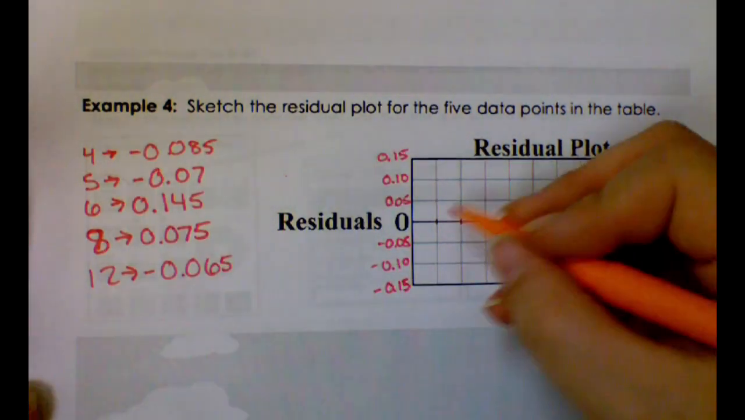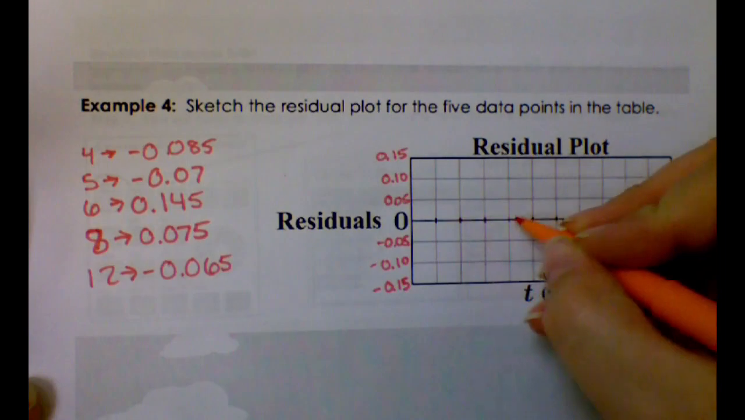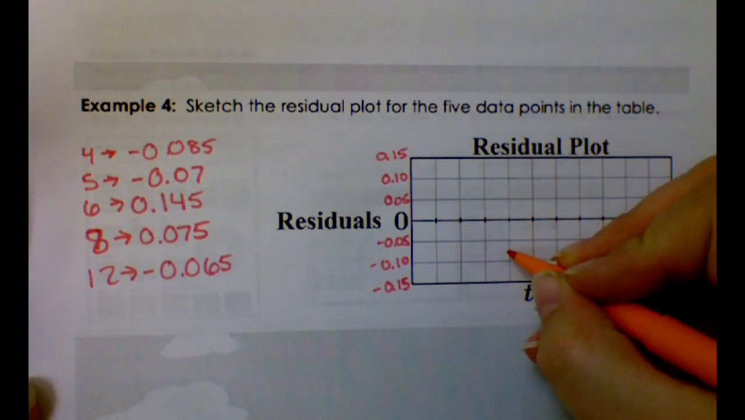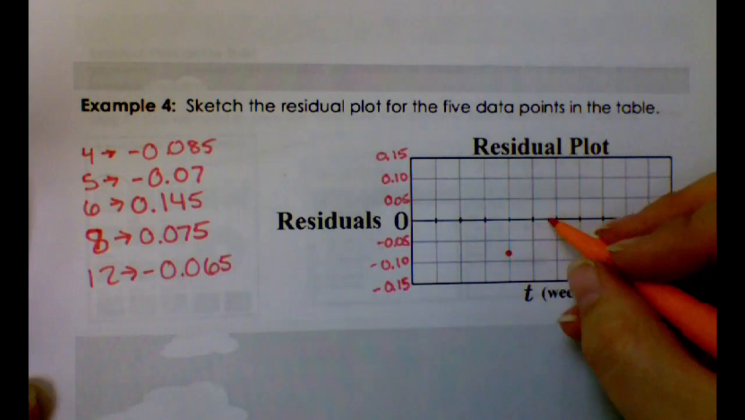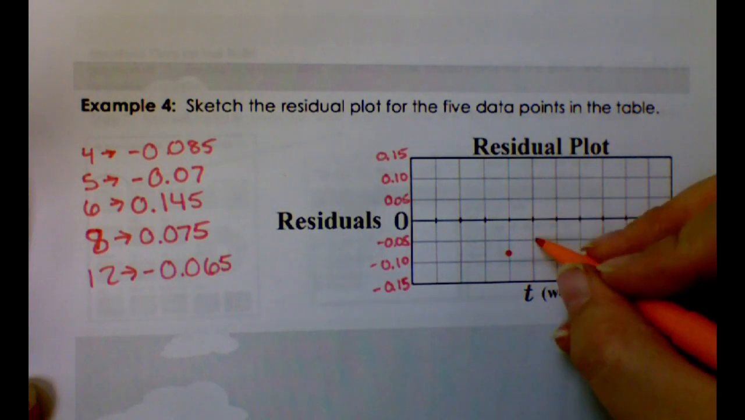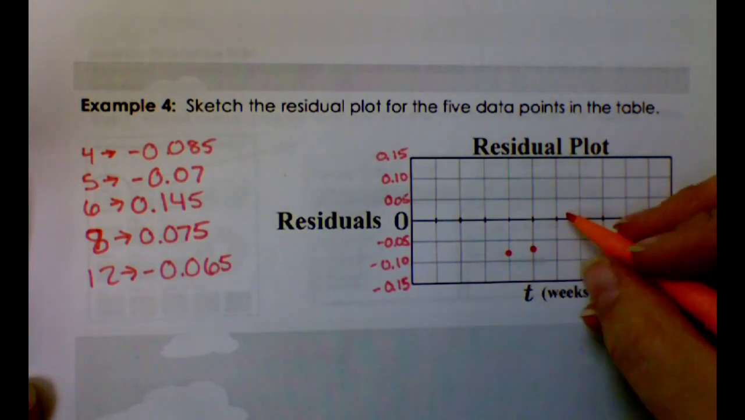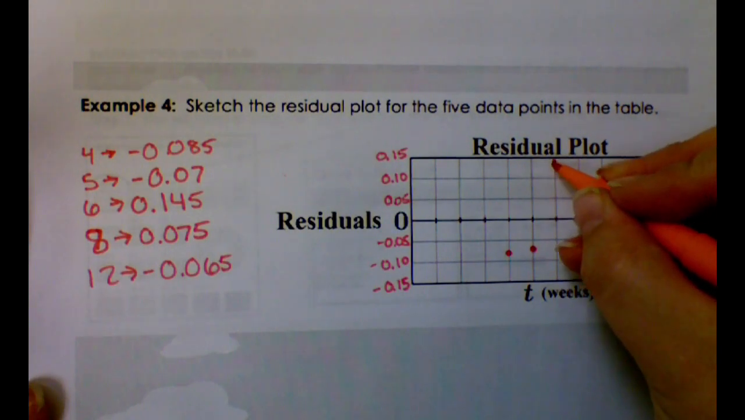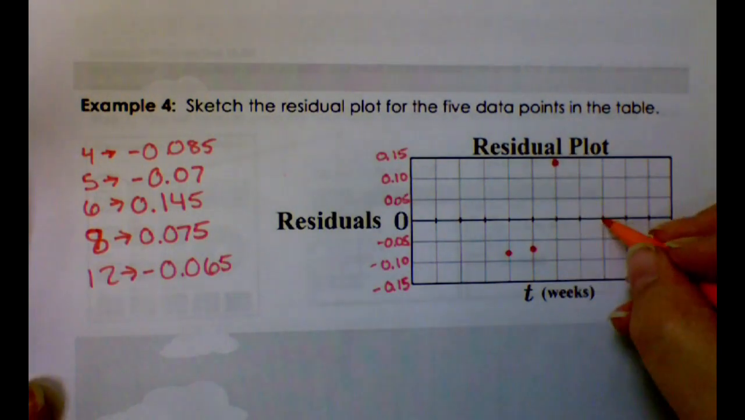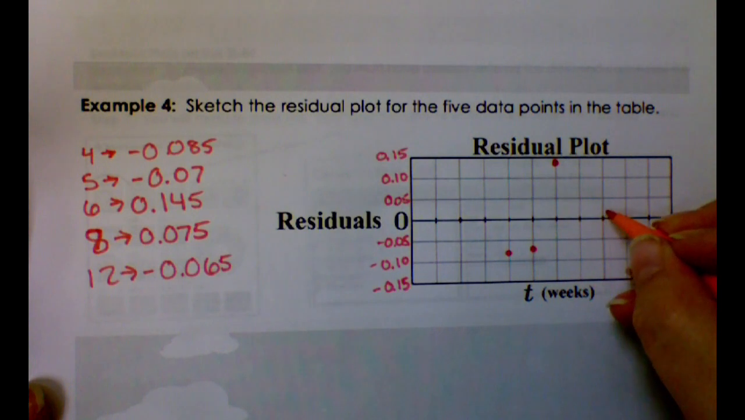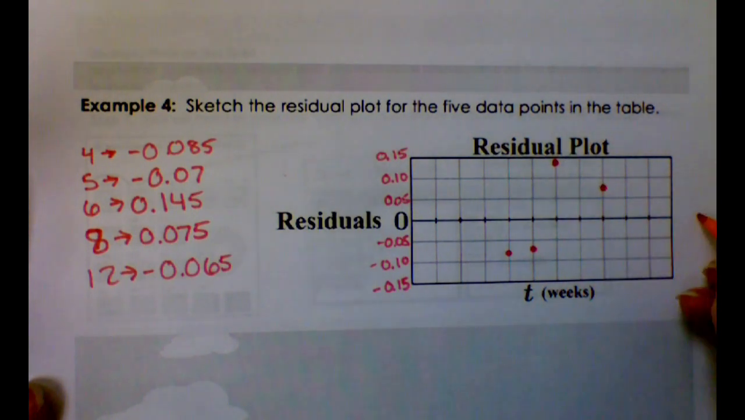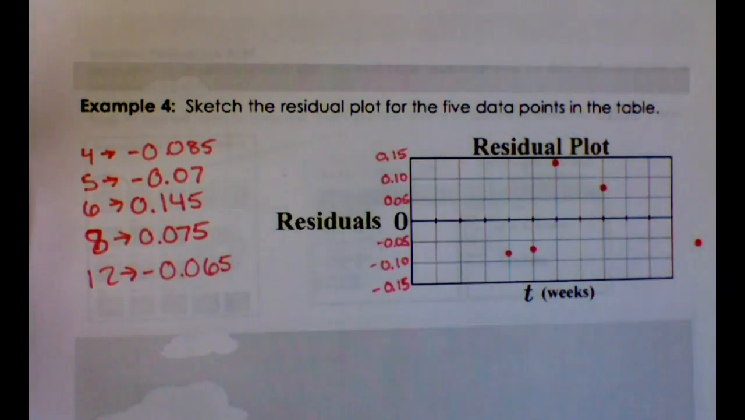So I'll plot these at 1, 2, 3, 4, negative 0.085, right about there. At 5, I have negative 0.07, sorry. At 6, I have positive 0.145. 8, I have positive 0.075. I go off my graph a little bit. I have negative 0.065. There's the graph of my residuals.